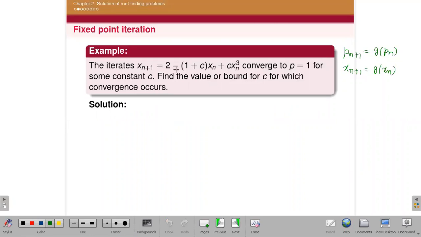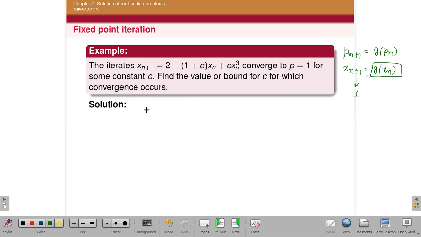And it is saying this is the iteration and it is converging to p equal to 1, converging to 1 for some constant c. So find the value or bound for c for which convergence occurs. And convergence will occur when this g of x is the appropriate g of x. This is already given. The sequence converges to 1, but you have to find the value of c for this, meaning for which value of c it is converging.